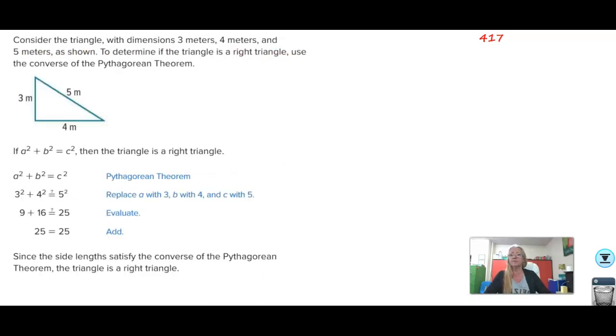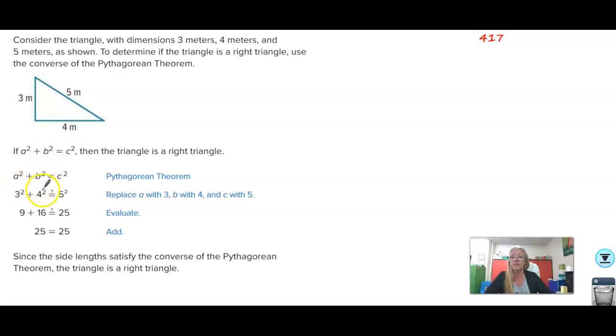All right, so here we have a triangle with dimensions 3 meters, 4 meters, and 5 meters. Because we don't have the little right angle marker, it's going to be hard for us to know what the legs are. But here's the thing. The legs are always the two shortest sides. The hypotenuse is always the longest side. So when we put this in the Pythagorean theorem, the 3 and the 4 would be our legs because 5 is the biggest number. 5 has to be the hypotenuse. And that's what they've done here.